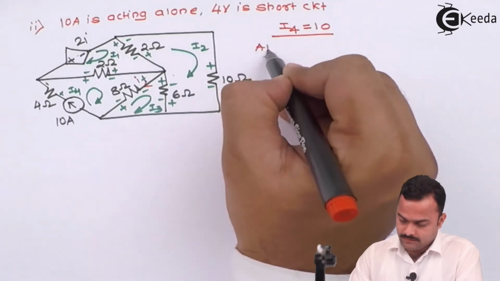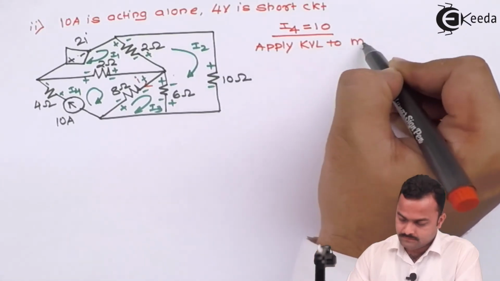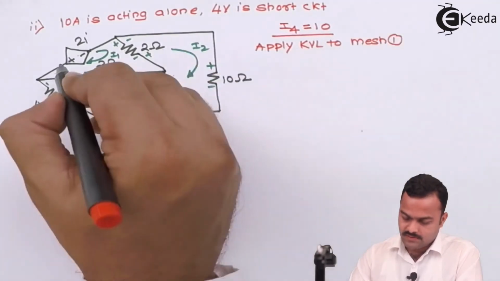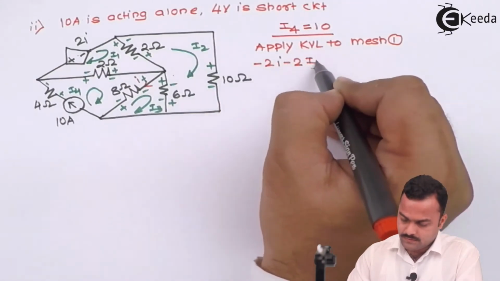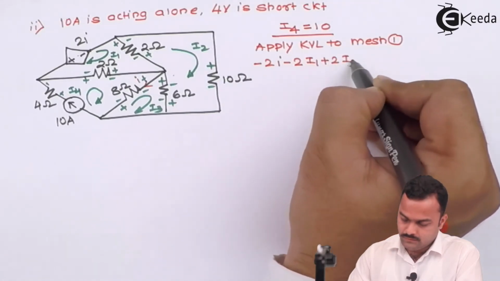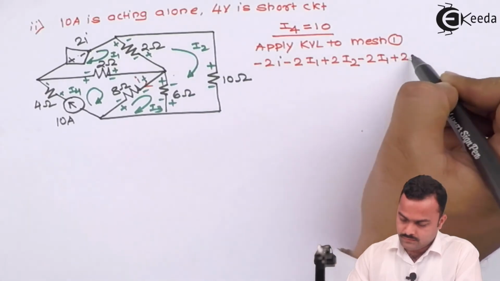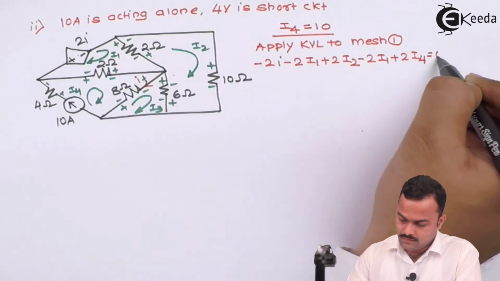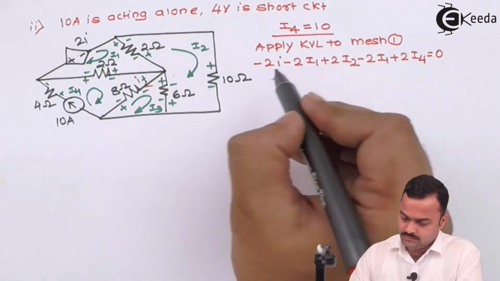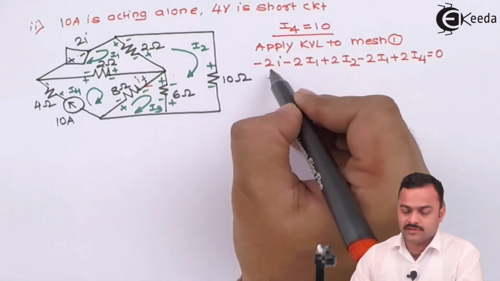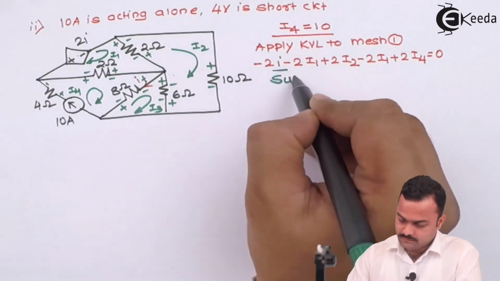Now we'll apply Kirchhoff's voltage law to mesh 1. Okay, starting with this, so it's minus 2I, minus 2I1, plus 2I2, minus 2I1, plus 2I4 equal to 0. Now I4 is 10, I will replace over here, so I need a substitution for I also, so let's do that also. So what is the substitution equation?